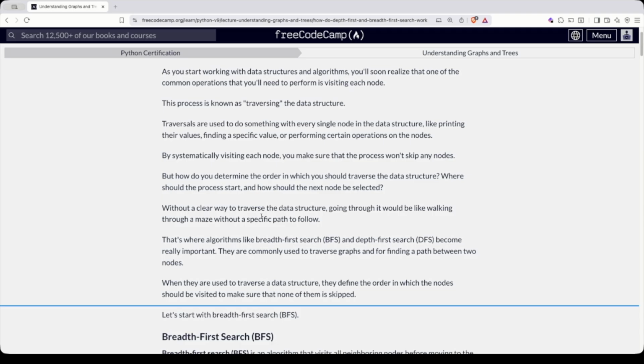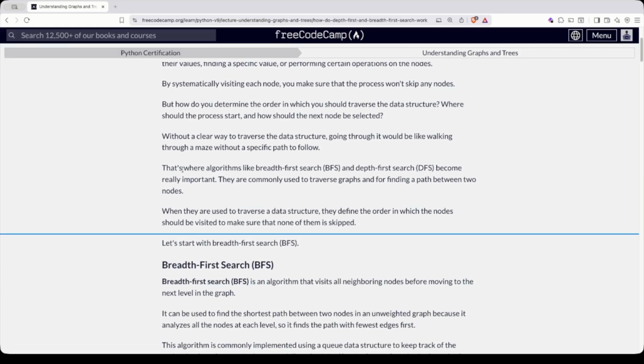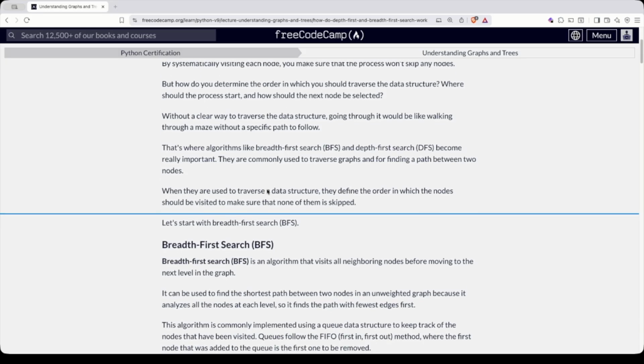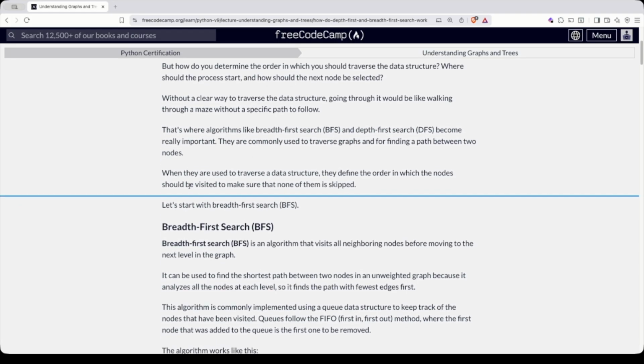Without a clear way to traverse the data structure, going through it would be like walking through a maze without a specific path to follow. That's where algorithms like breadth first search, BFS, and depth first search, DFS, become really important. They are commonly used to traverse graphs and for finding a path between two nodes. When they are used to traverse a data structure, they define the order in which nodes should be visited to make sure that none of them are skipped.